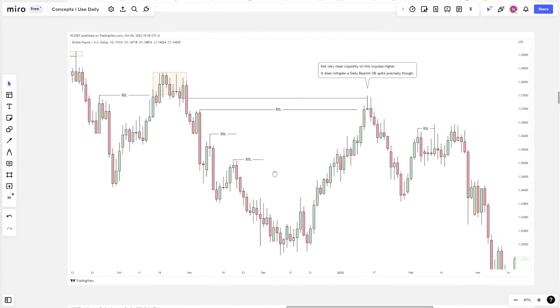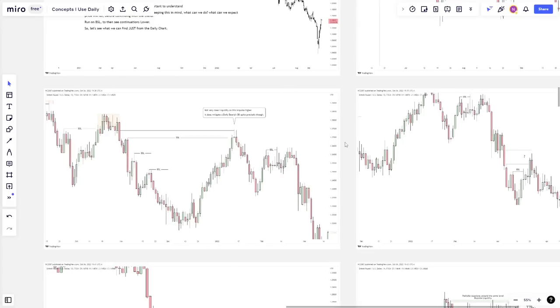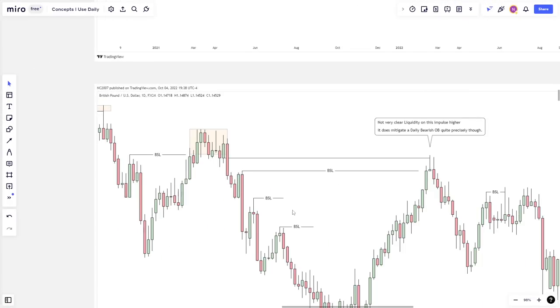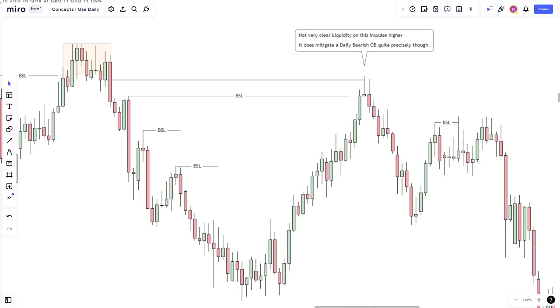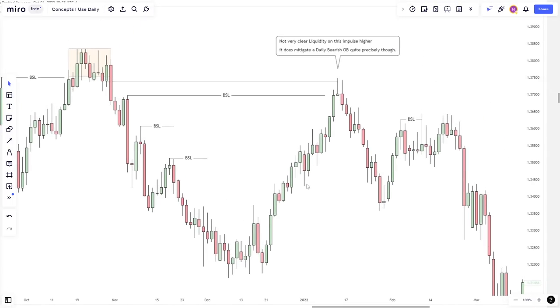Let's look into still the daily chart, more examples. Run on buy side liquidity. This is actually the last example that we see here. As an example, this move higher has not very clear liquidity on this impulse, right? It does mitigate a daily very short order block, which is an extra confluence in my opinion, but it doesn't have a clear run on buy side liquidity, because ideally, if this is the run on buy side liquidity, the high that it runs above is around here. So this is the high, it runs above buy side liquidity, and that is it. But in this case, we didn't really have clear and close buy side liquidity to then continue going lower.